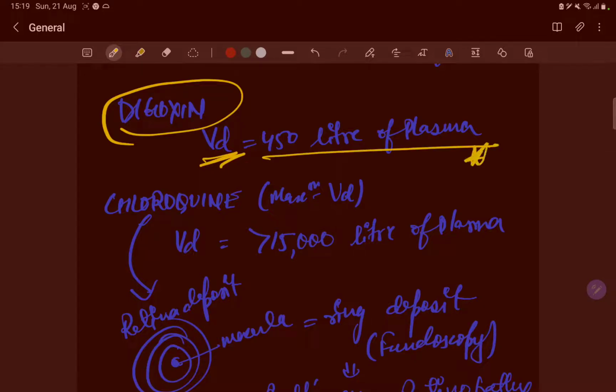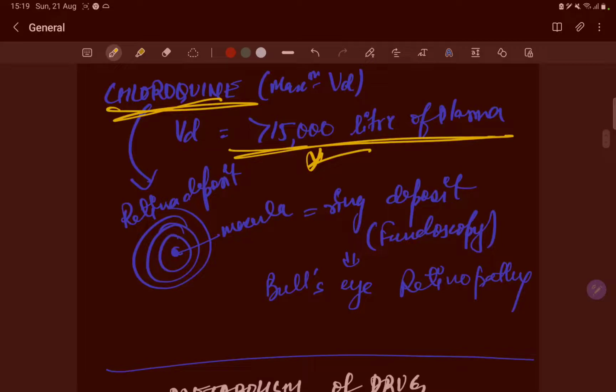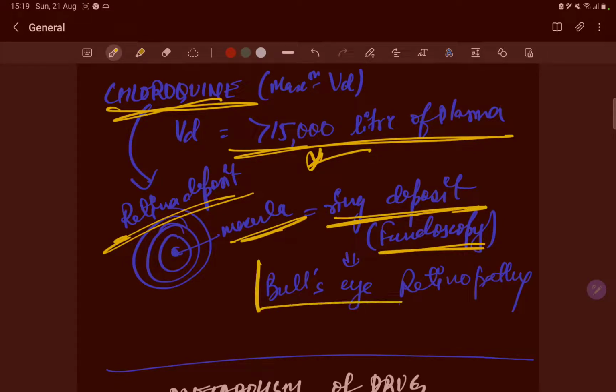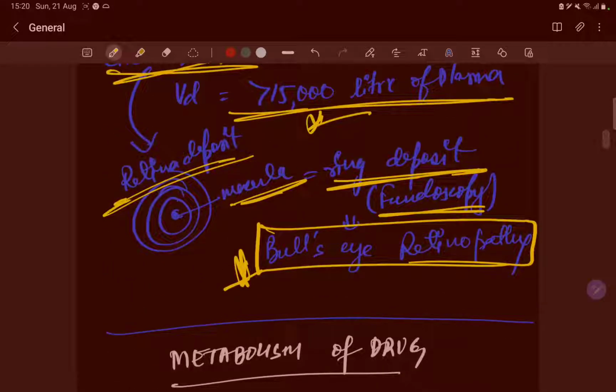Now digoxin has a volume of distribution of 450 liters of plasma and chloroquine has the highest volume of distribution, more than 15,000 liters of plasma. So what will happen is there will be retinal damage and deposition in the macula, where there is a ring deposit that is seen, called bull's eye retinopathy, caused by chloroquine because of the high volume of distribution. So we have done absorption and distribution. Now we will go for the metabolism of the drugs.